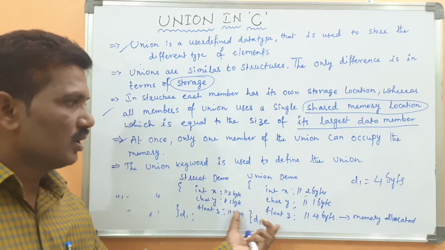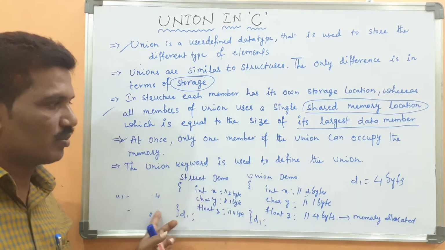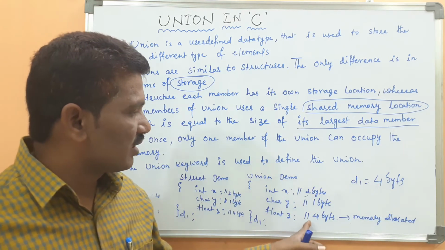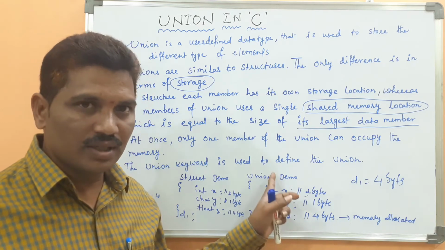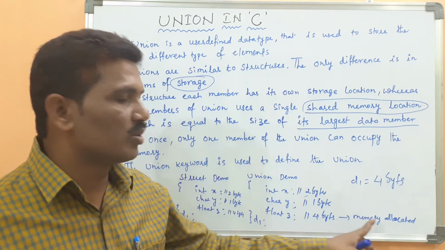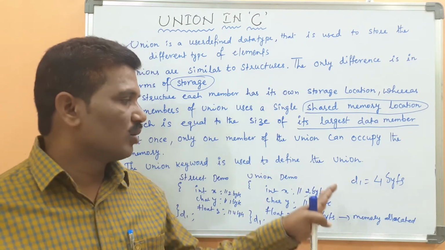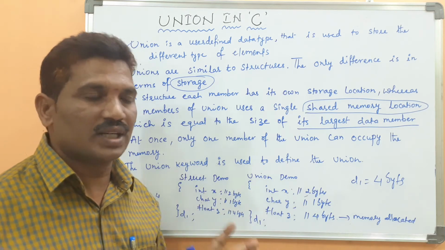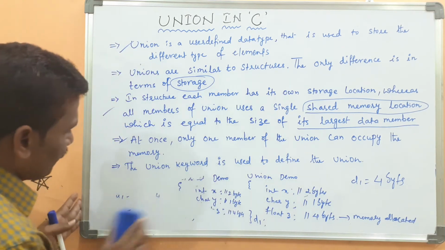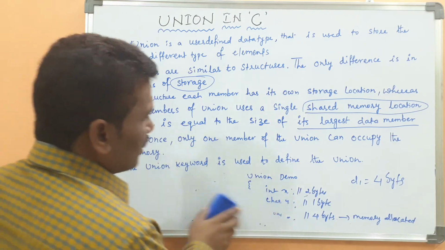Got this example? The size of the union is 4 bytes. The size of the structure is 7 bytes. Here the memory will be allocated to the largest element of the union. Which one is the largest one? Float. Float is how many bytes? 4 bytes. Only 4 bytes of storage memory will be allocated to the union. That is the difference. Then I will write the example using the union concept.